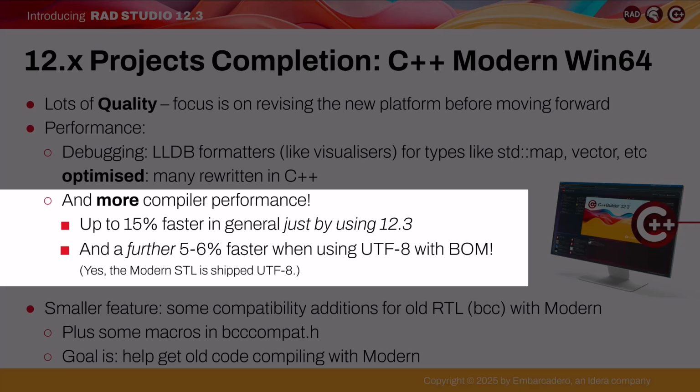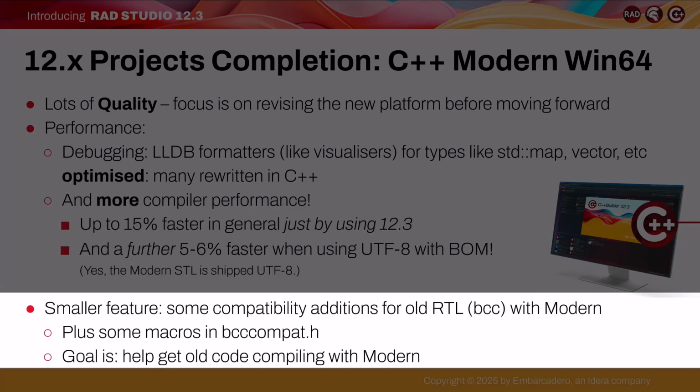But you can get even more speed out of it. Make sure your source code is formatted as UTF-8 with a byte order mark. And from our internal measurements, you may see another 5 to 6% performance gained. And yes, we ship our source files, the modern compiler's STL, formatted like this. So any compilation you do that includes the STL will automatically benefit. Add those together, and you could be looking at 20% faster just by using 12.3. And remember, this is with the already incredible performance that you get by using the new compiler in the first place, and it's 20% faster than that. That is not bad for a point release.